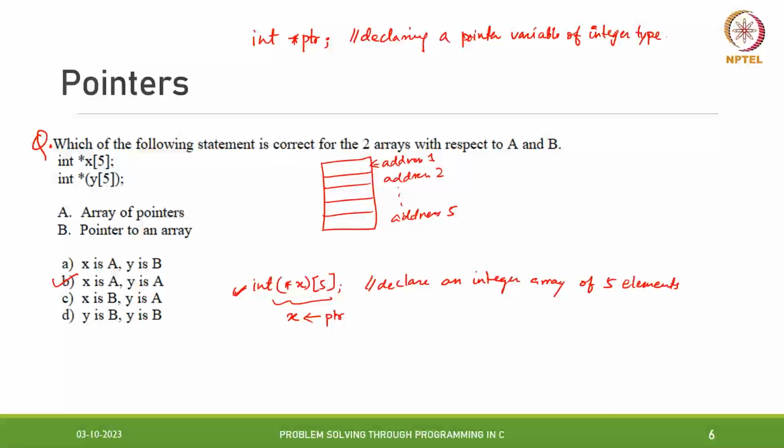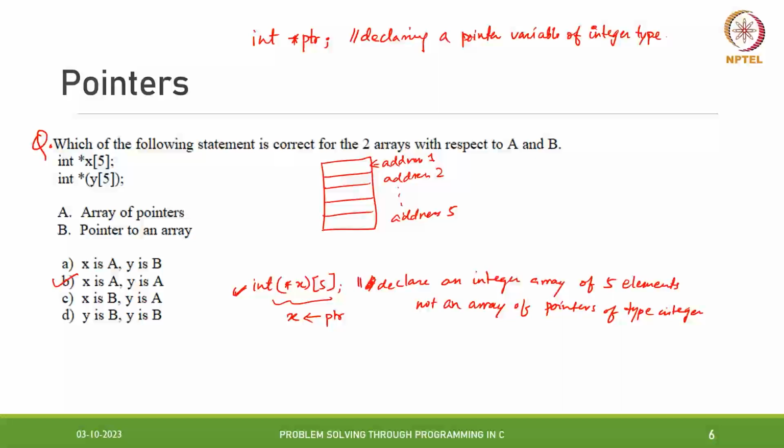Yeah. Okay. So basically, this one is not an array of pointers. It is basically an integer array. It's not an array of pointers. Rather, there is a difference between an array of pointers of type integer and an integer array.